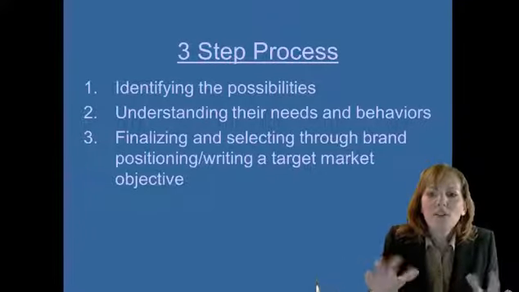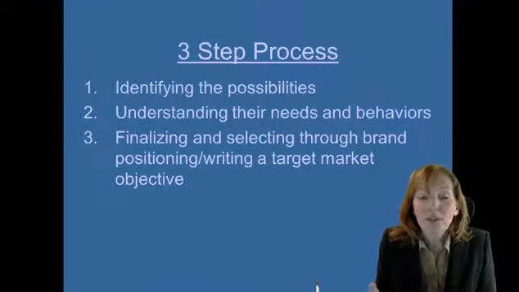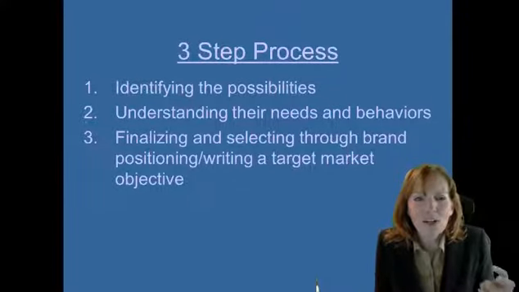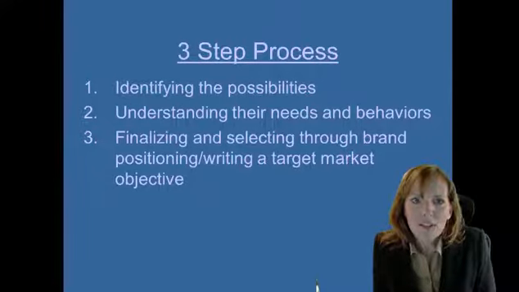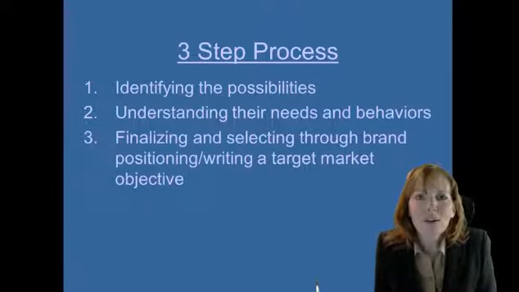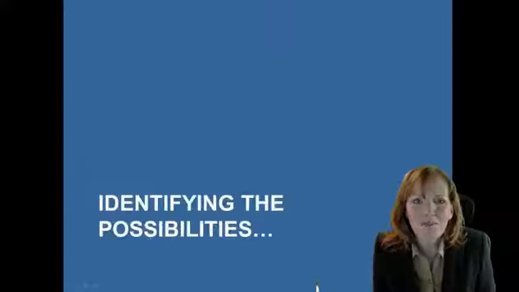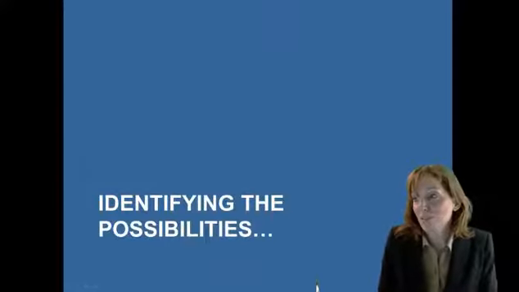Finally, once we understand their needs and behaviors and all the possibilities, we want to finalize and select through brand positioning and then write an actual marketing objective, as I mentioned. So I'm really going to break this video into 3 sections to not make it incredibly long. And so let's talk about first how we're going to identify the possibilities. And then in the second video, I'll talk about understanding needs and behaviors a little, and then finally take you through a tactical process of how to finalize and select that and write that target market objective. So let's talk about identifying the possibilities first.